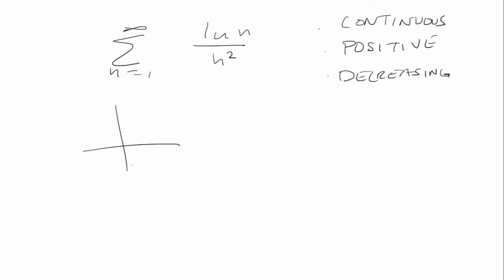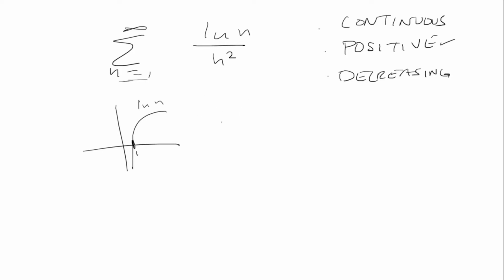The only time natural log of n is negative is when it is less than 1. So when n is less than 1. But here we're starting at n equals 1 to infinity, so this is good. N squared is also positive, so that's fine.